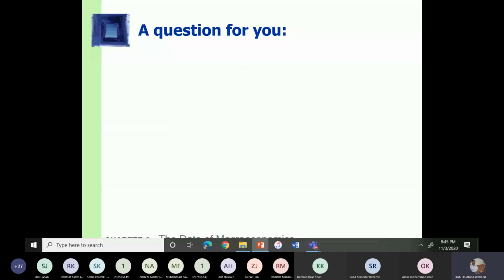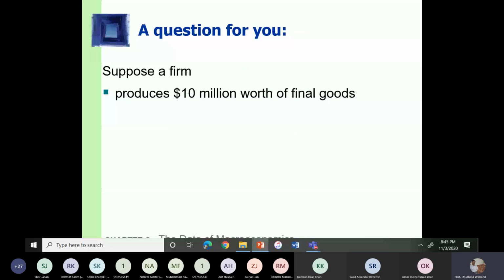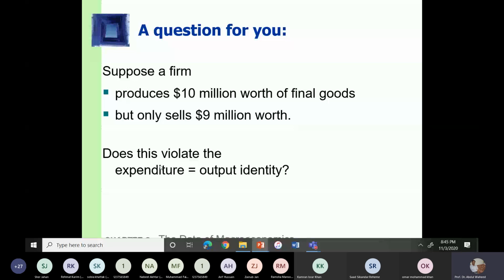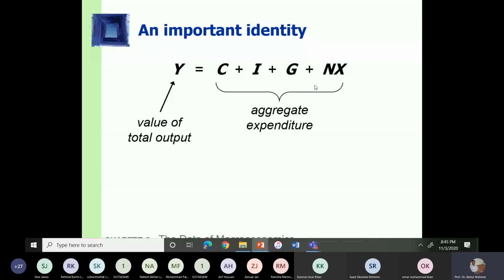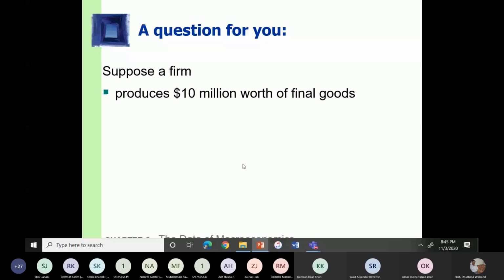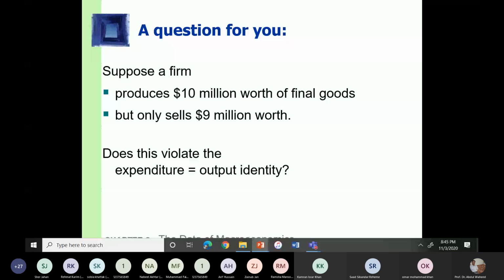So there is a question for you. Suppose a firm produces 10 million worth of final goods, but only sells 9 million worth. Does this violate the expenditure output identity? तो इसको आइडेंटिटी को वायलेट कर रहा है क्या? क्या चीज़ मिसिंग है?